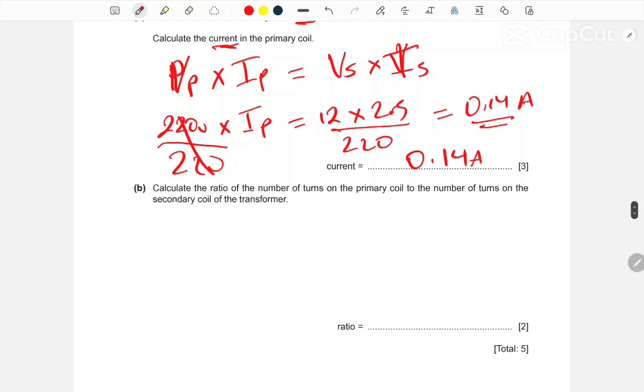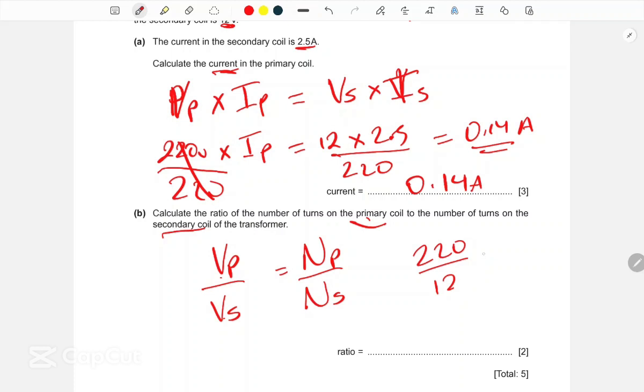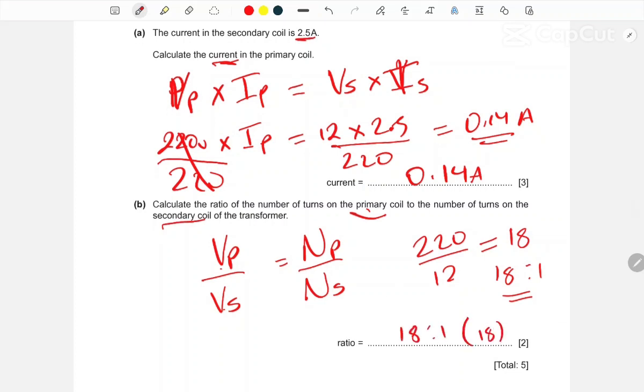Part B. Calculate the ratio of the number of turns on the primary coil to the number of turns on the secondary coil of the transformer. So we know that the voltage on the primary coil over the voltage on the secondary coil is equal to the number of turns in the primary coil over the number of turns in the secondary coil. So it's going to be 220 over 12, which is approximately 18. So the ratio is going to be 18 to 1. We can also just write it as 18. Either way is fine.